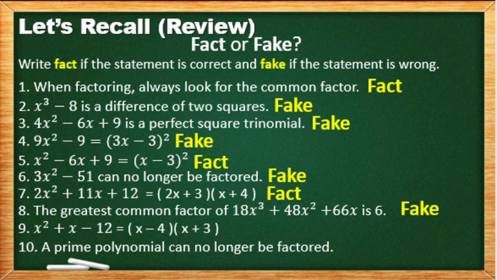And number 9. x squared plus x minus 12 is equal to the product of x minus 4 and x plus 3. And the answer is fake. Why? Kasi tignan niyo yung middle term, plus. Therefore, dapat yung factor niya, positive yung malaking number, which is yung 4, and negative yung smaller number. And last, a prime polynomial can no longer be factored. Means pag may prime polynomial ka na, wala na siyang factor or not factorable. And the answer is fact.